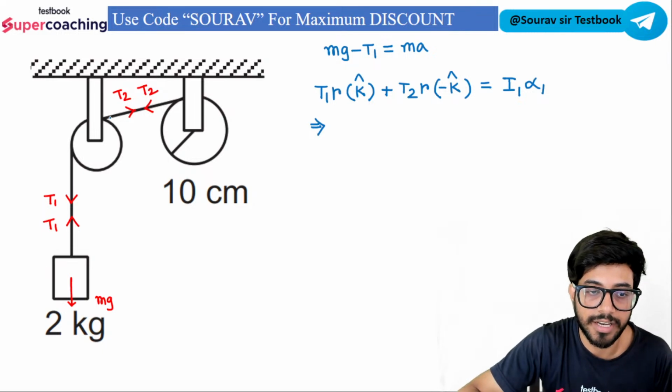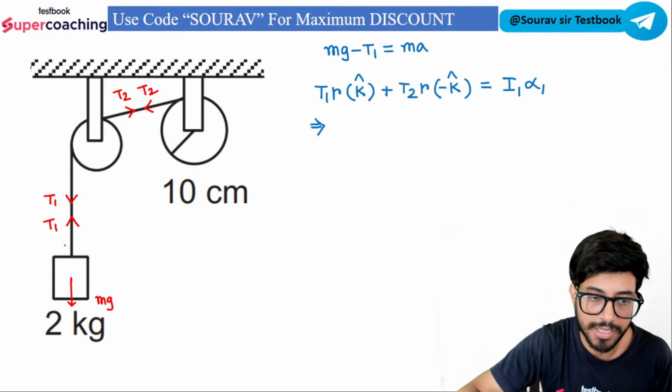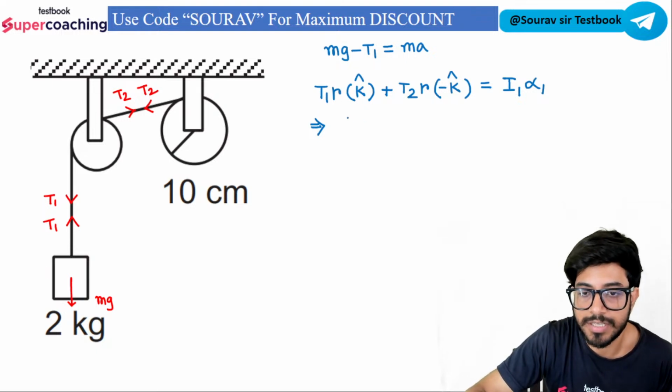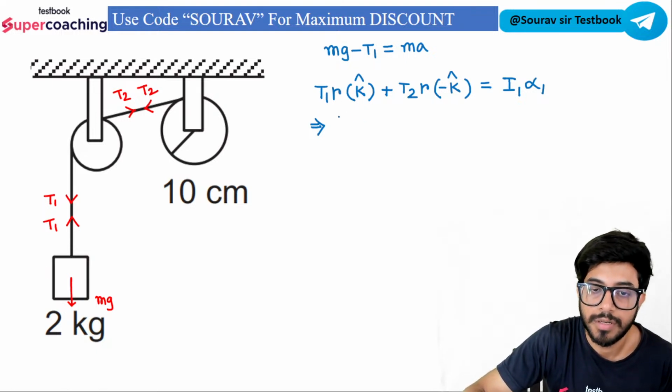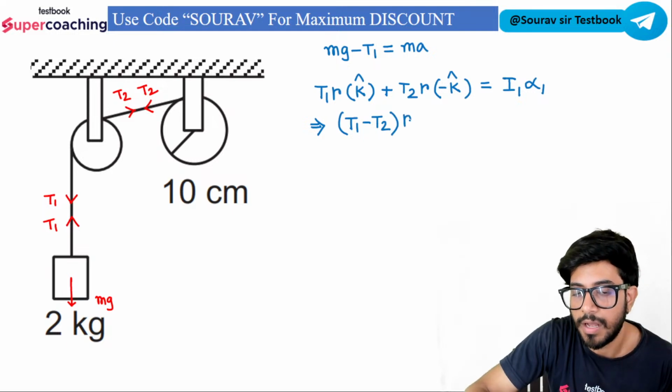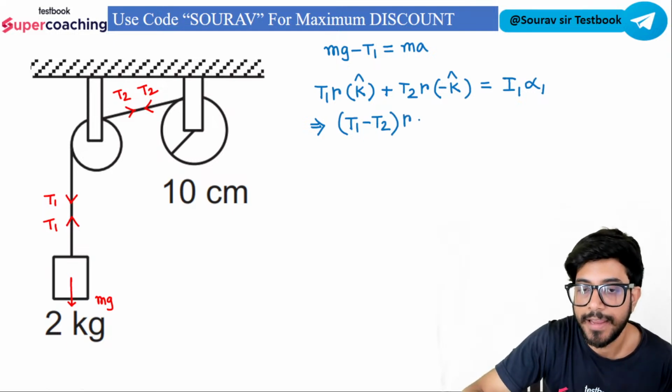Acha, what is greater, T2 or T1? So this is going in the downward direction. So of course T1 is greater than T2. So let me write it down, T1 minus T2, which is a positive thing, times R into k cap.